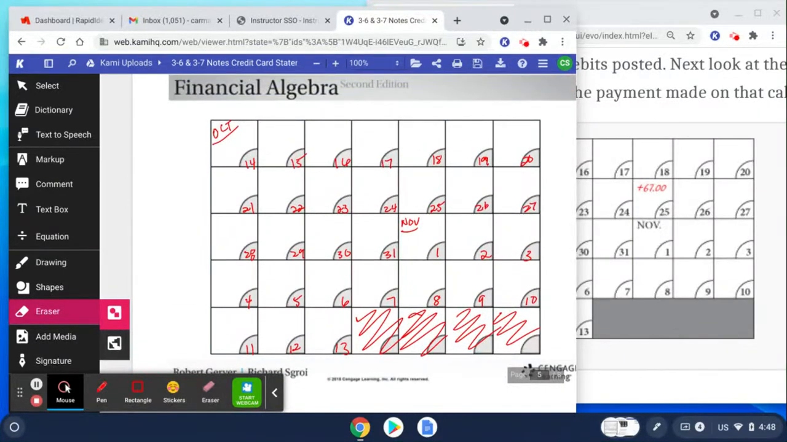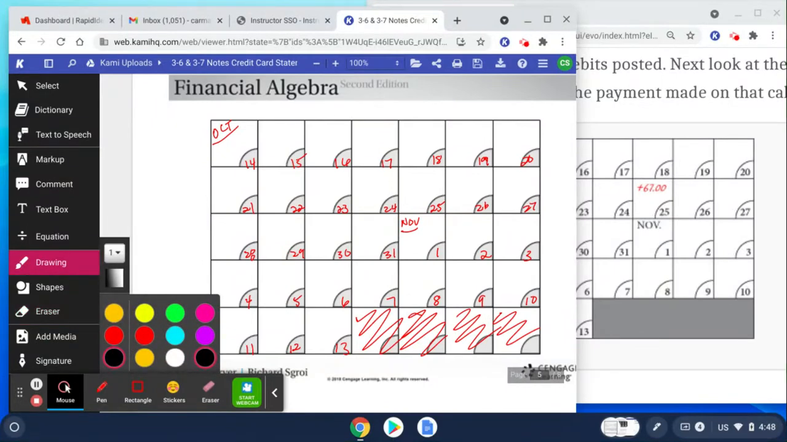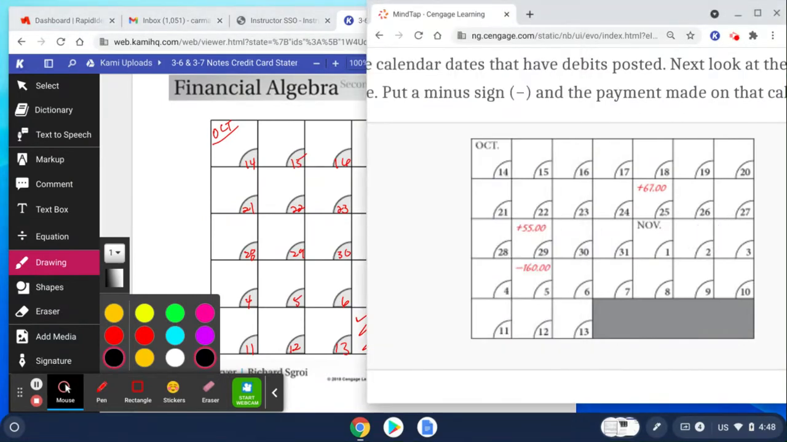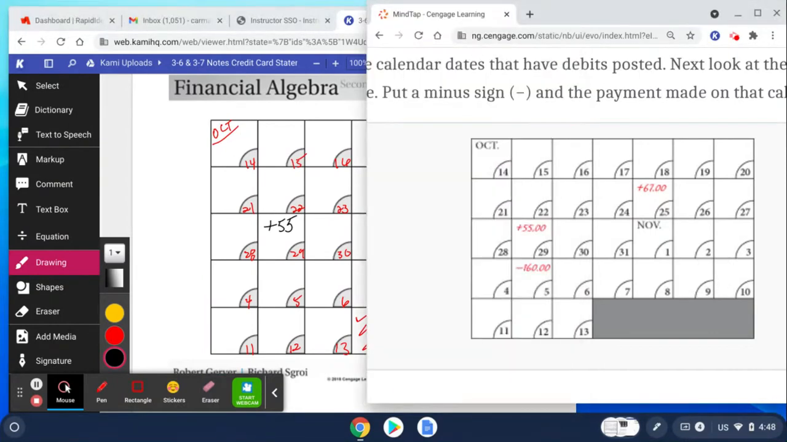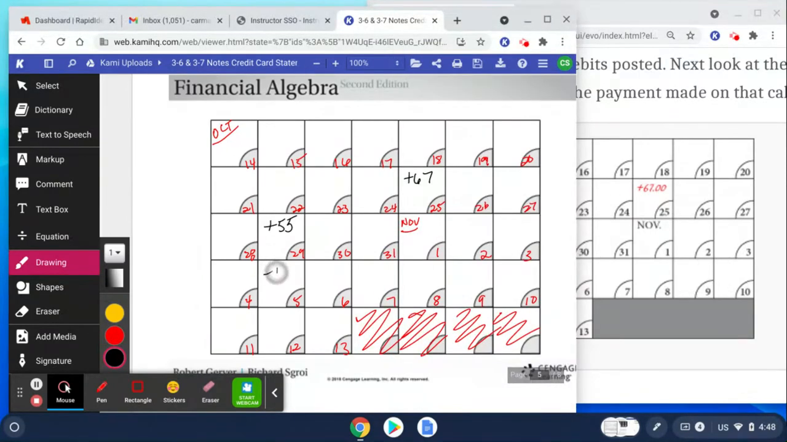Okay, so on October 25th, I'm going to put plus 67. On October 29th, I'm going to put plus 55. And then on November 5th, we're going to say minus 160. That's the payment we made. So pluses are when we're adding purchases to the balance, and minuses are when we make payments to that balance.